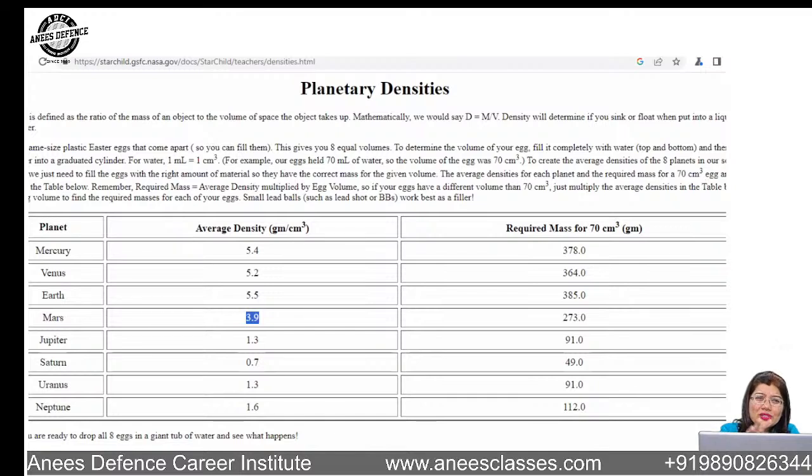So the fact can be posed as a question in this fashion: which among all the 8 planets might float on water, and which of these planets will sink? Saturn will be the only one which will float on water because it has a density lesser than water.